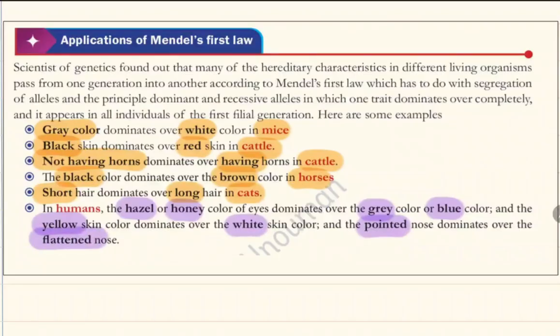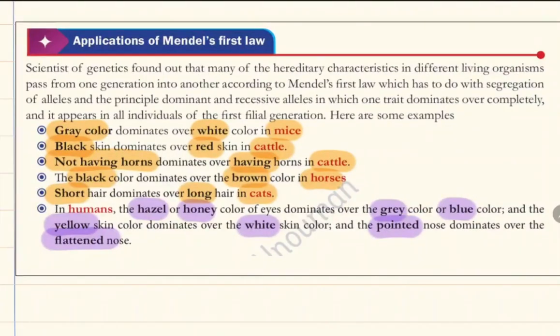Those were some of the applications of Mendel's first law, which made us understand genetics and determine which is dominant or recessive. This was the first video which explains Mendel's first law, and those were the types of questions which can be asked about this first law.